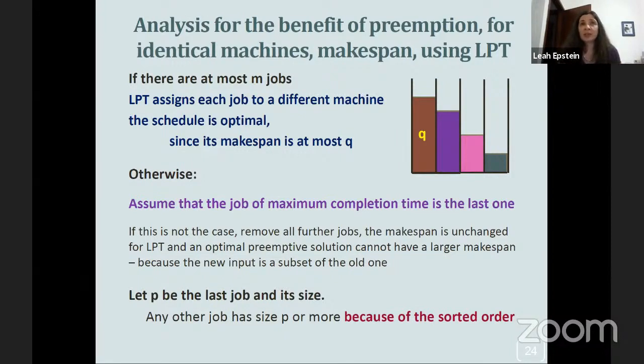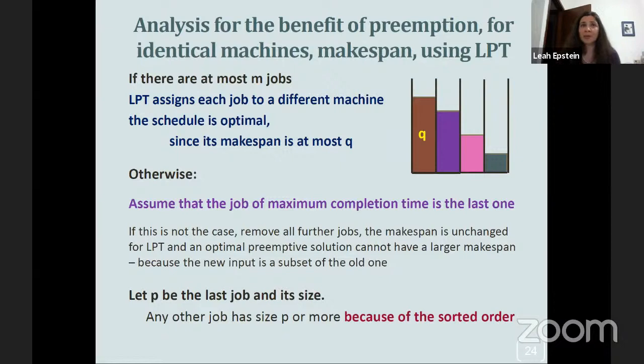There's no reason not to assign the jobs to different machines. So this is an optimal solution and an interesting case. The maximum completion time, the Makespan, is just the size of the largest job, which is Q. Otherwise, we consider schedules with at least n+1 jobs that are more interesting. It doesn't matter which version of LPT you use here. It's the same for identical machines, so we can discuss it.